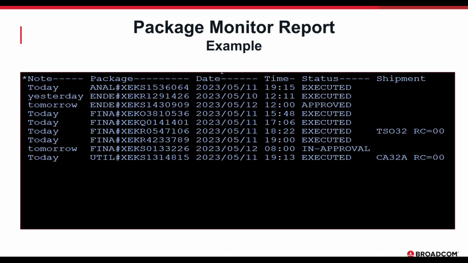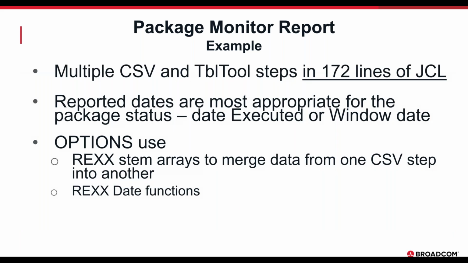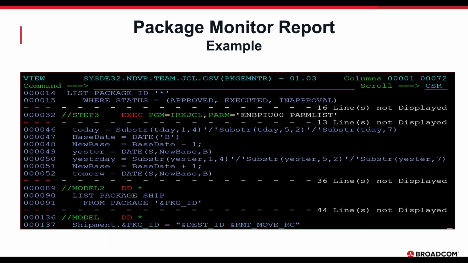I'm going to hurry through this one because we're just about out of time, but this is an example that requires multiple comma-separated value utilities, and it merges output together. If you're familiar with Endevor, you know that you can do a CSV on package information, but it's a separate CSV for shipment information. Combining the outputs of those two is something the table tool can do. This one is a little bit larger of a JCL, but again, the building blocks or steps that you have existing, you can copy them into the JCL.